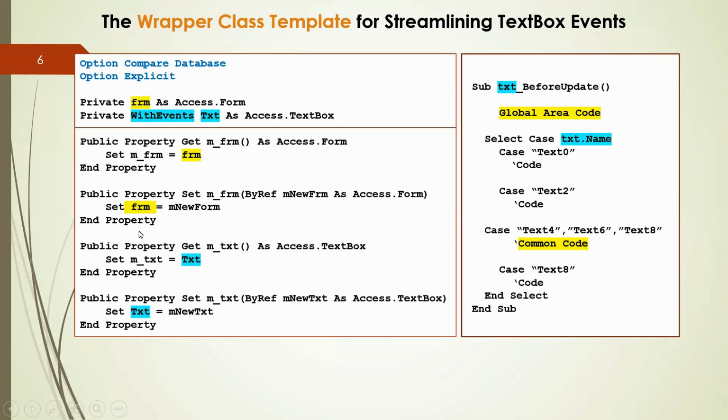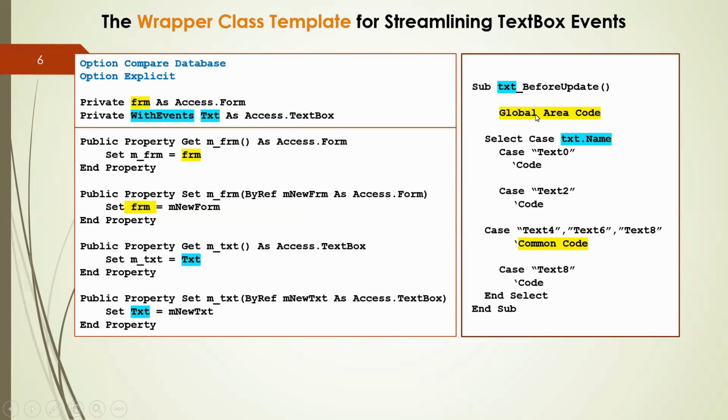When we initialize the object instance, or we create the class module instance or wrapper class instance, we have to assign the form object and text box object into these properties. Then only we can capture the event and run the subroutine in the wrapper classes.